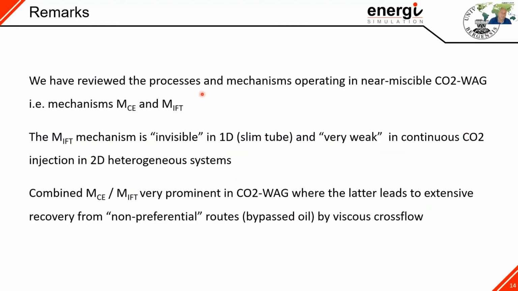So the remarks here are that we have reviewed the process and mechanisms operating in near-miscible CO2 WAG, and it goes for any near-miscible processes. Using the mechanisms of compositional effects and also the IFT effect, we isolate them and join them together. And we find that the interfacial tension effects are invisible more or less in 1D slim tube, and very weak in continuous CO2 injection in a 2D heterogeneous system. But if you go to WAG processes, it becomes very important. And then the IFT influence has a strong impact on the extensive recovery we see from preferential routes, meaning bypassed oil by viscous crossflow. So there's a strong influence of the IFT here.